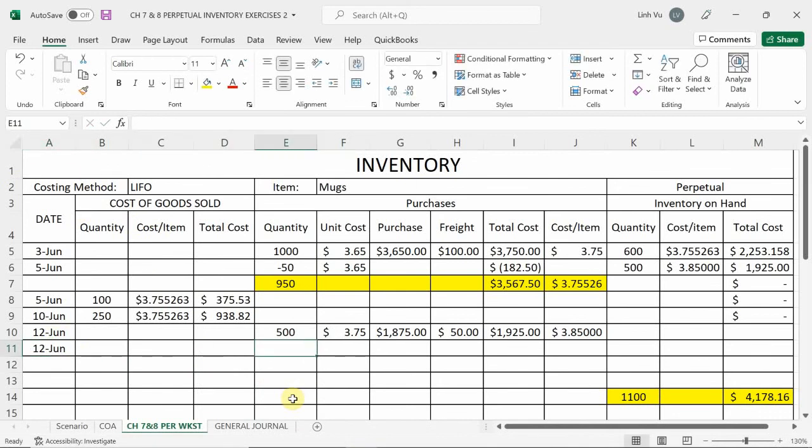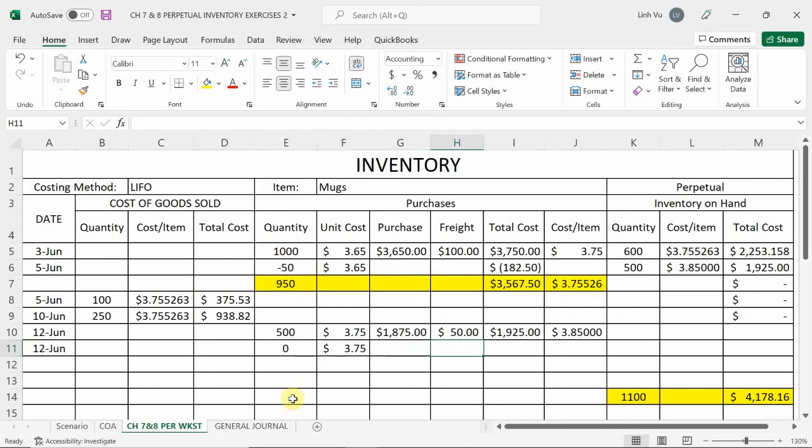Okay. How many items did we return? None. We didn't return anything, right? But how much did it cost me? $3.75, because we're assuming that we just opened the box of inventory that we just received, and we realized that, oh man, we have 100 of them that are the wrong size, okay?